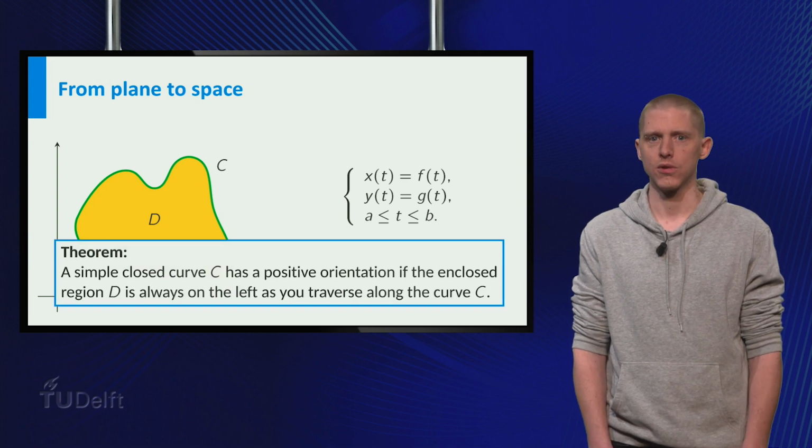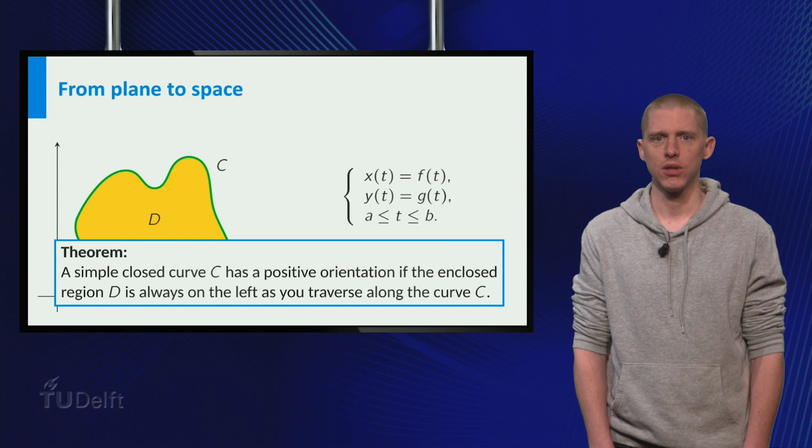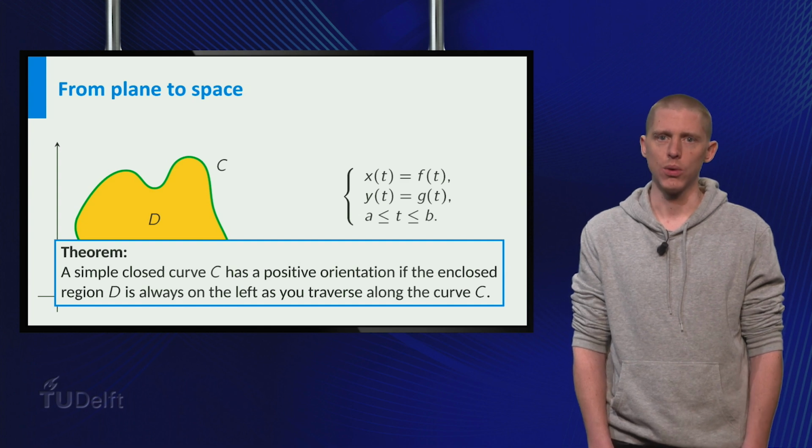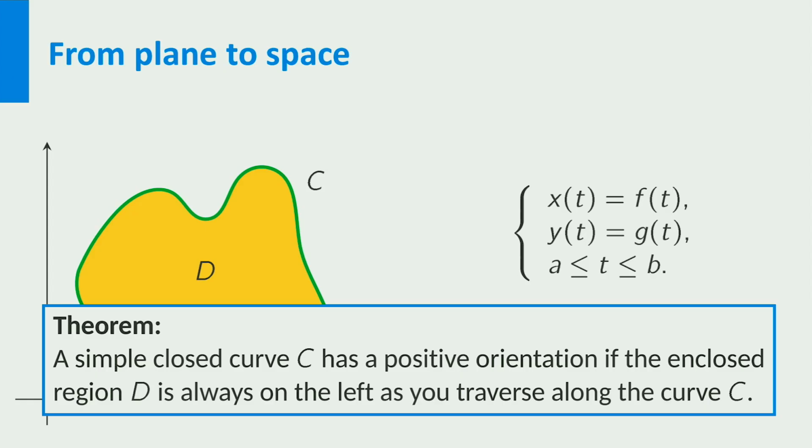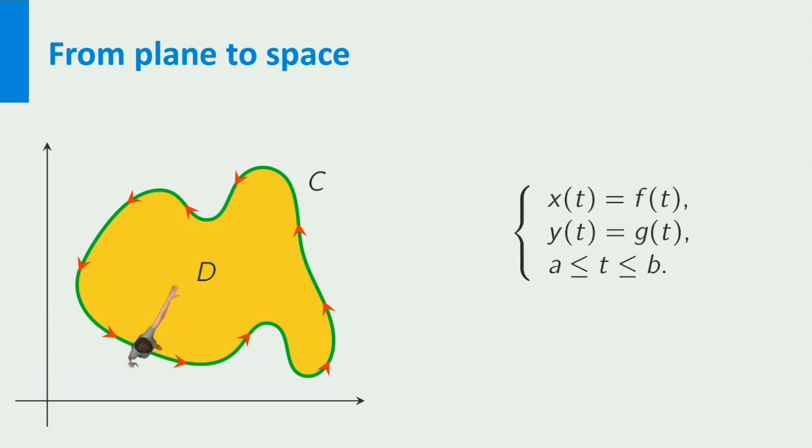Let us start with repeating what we learned about the positive orientation of a planar simple closed curve. A simple closed curve C has a positive orientation if the enclosed region D is always on the left as you traverse along the curve C. For a planar simple closed curve, we can visualize this with small arrows.